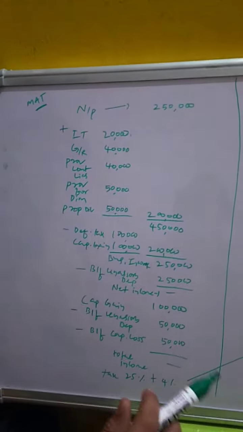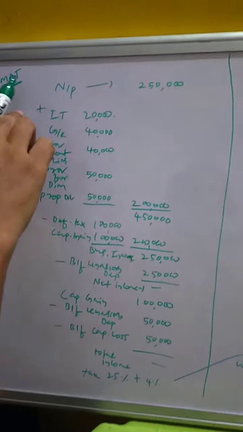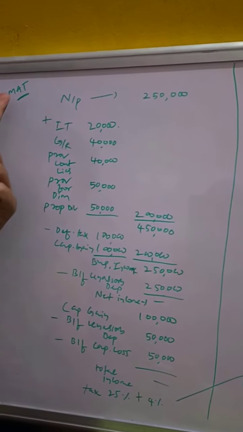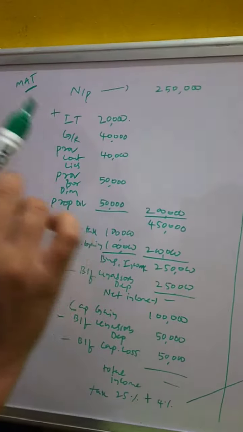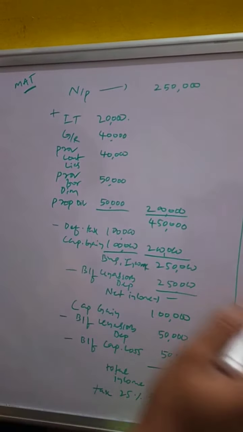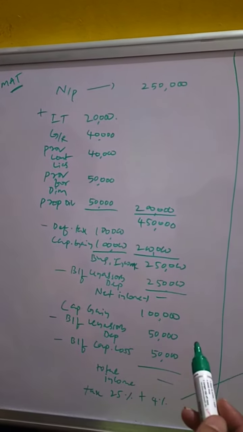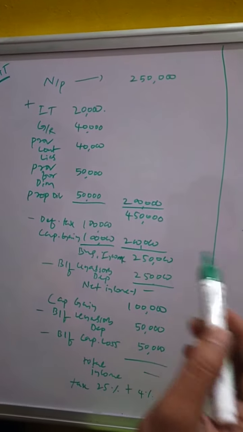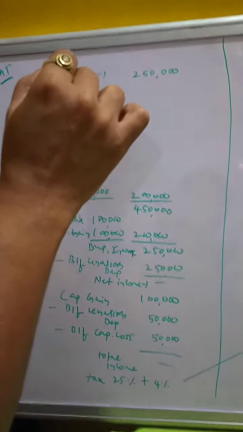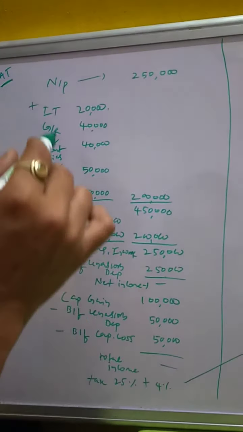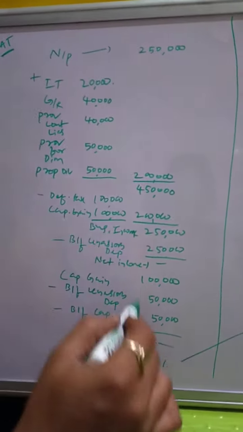So now I am solving the first problem of MAT. MAT means minimum alternate tax. Herein, for the same firm you have to calculate two different taxes, and whichever is higher, that you have to pay. First I will show you how to calculate the net income and the tax on that.